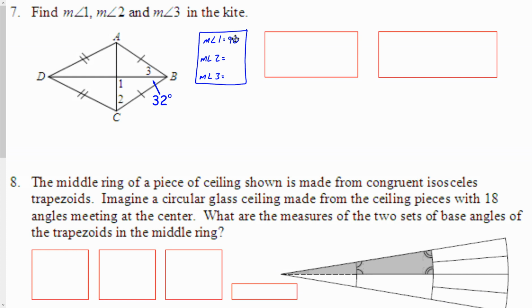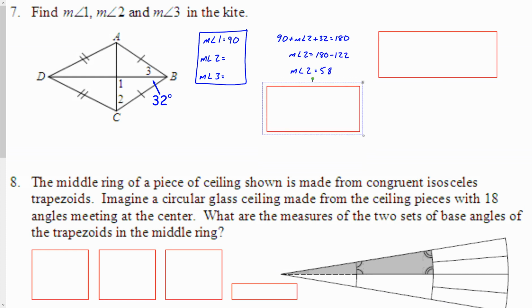Then if I want to find the measure of angle 2, based on the information that I'm given, I can look at one of these small triangles within this kite, and I know 2 out of the 3 angles, and I'm finding the third one. So I add the 3 angles to be 180 degrees, and I can just solve from there to find the measure of angle 2 to be 58.